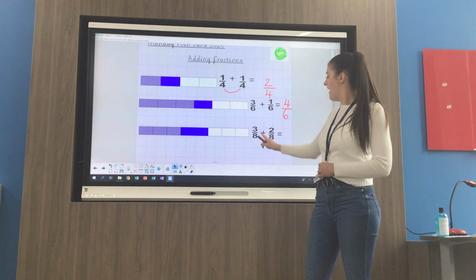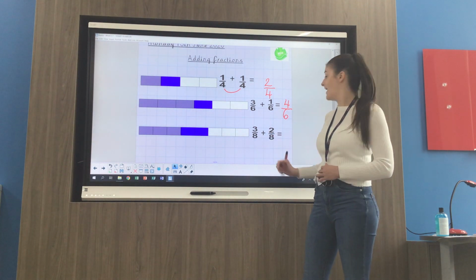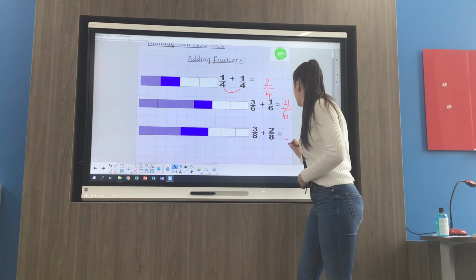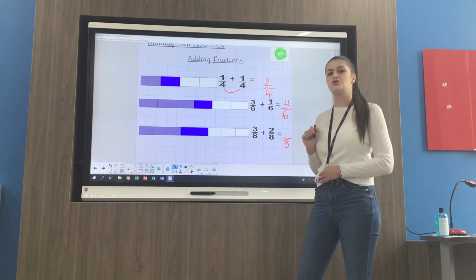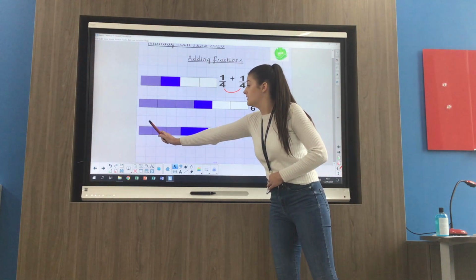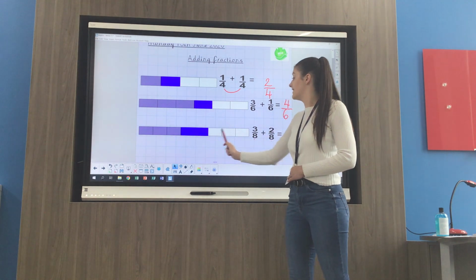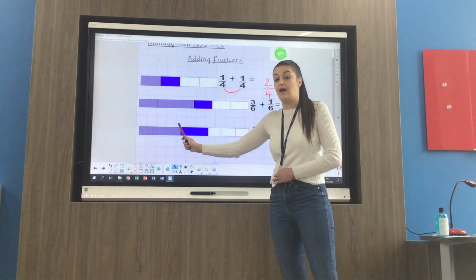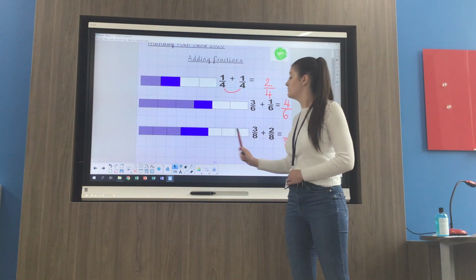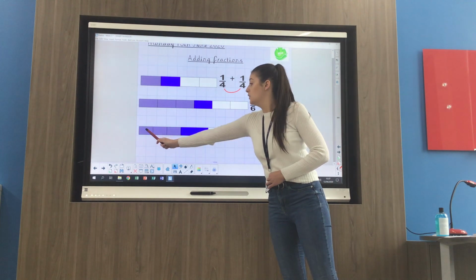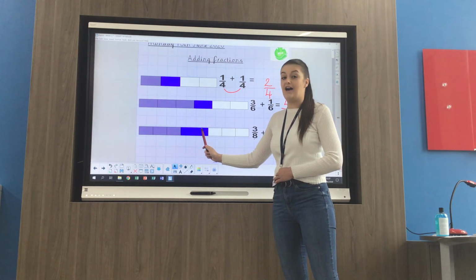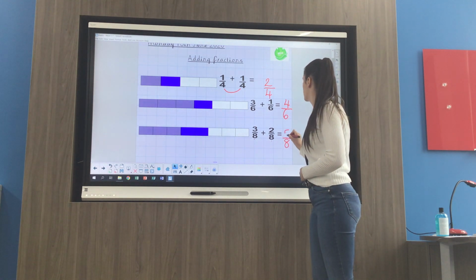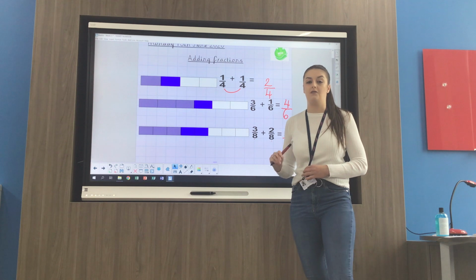Right, last one. I've got 3/8 add 2/8. So I must have 8 equal parts. And because my denominators are the same, it must remain the same in the answer because it's stubborn. Right, let's count my 8 equal parts. 1, 2, 3, 4, 5, 6, 7, 8. And I've shaded in 3, 1, 2, 3, because I'm adding my numerators. And I'm adding a 2 to that, so if we add them all together, 1, 2, 3, 4, 5, because we know 3 add 2 is 5. So I can just use those bar models to help me work out the answer.